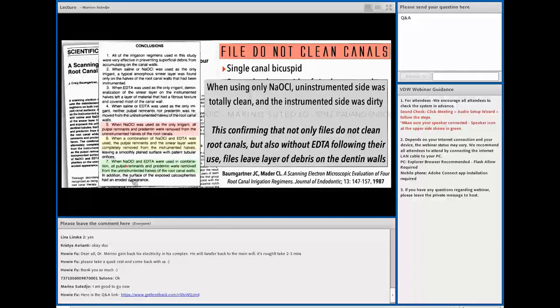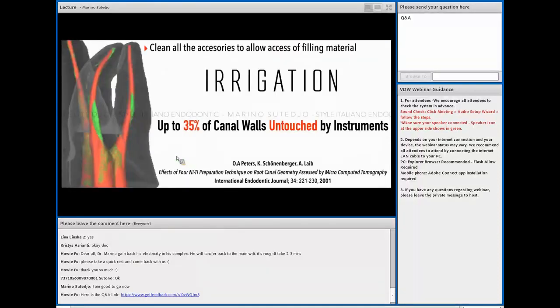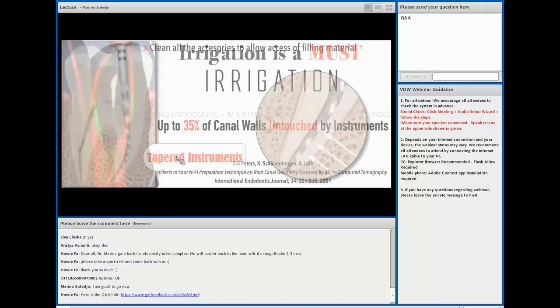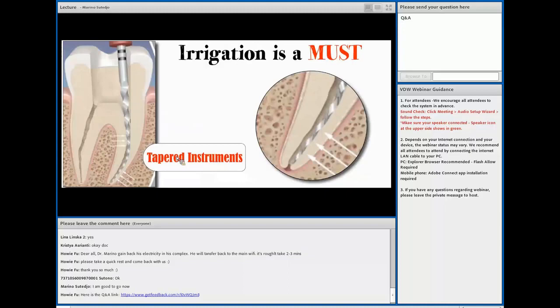Both instrumented and uninstrumented halves of the root canal are clean if we are using sodium hypochlorite and EDTA. So it is clear we need to use the combination of sodium hypochlorite and EDTA as our irrigation protocol and irrigants, and instruments whatsoever, they do not clean the canals. And therefore, only 15% to 30% of the canal still remains untouched by the instrument. For example, like this, what you think we can do with instruments, we cannot clean this area.